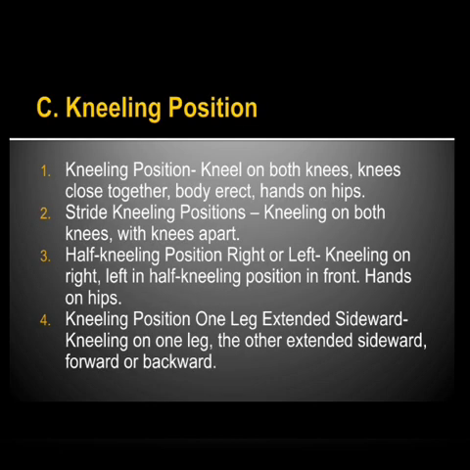We have kneeling positions. Number 1, kneeling on both knees. Knees close together, body erect, hands on hips. Second, stride kneeling position. Kneeling on both knees with knees apart. 3. Half kneeling position, right or left. Kneeling on right or left, with the other leg in half kneeling position in front, hands on hips. 4. Kneeling position, one leg extended sideward. Kneeling on one leg, the other extended sideward, forward or backward.